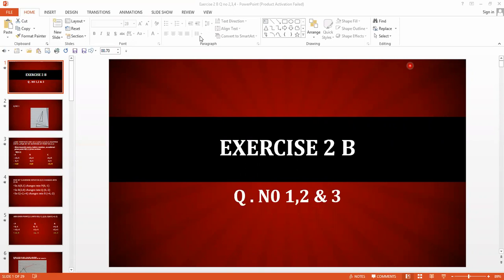And now we are doing 2B. It is related to rotation. Do you know what is the difference between reflection and rotation? Okay, I will tell you.